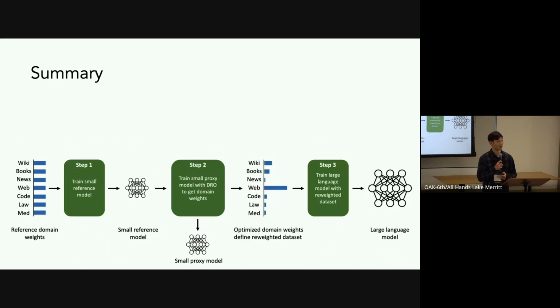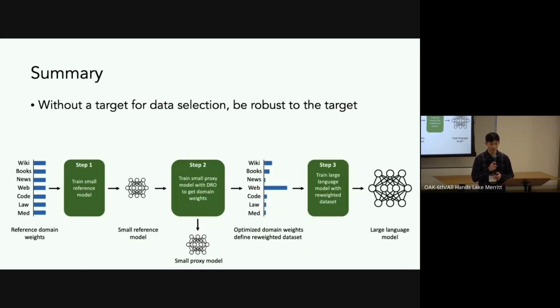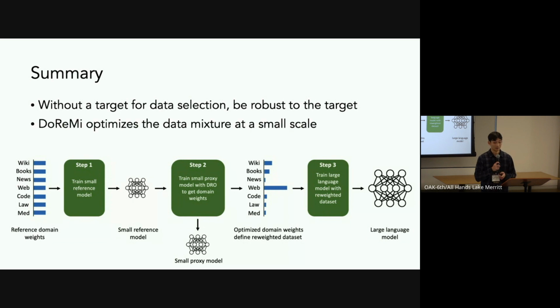Okay, so to wrap up as a summary, without a target for data selection, our idea is to be robust to the target. And DoReMi does this using robust optimization. It optimizes the data mixture at a small scale and transfers that to a large scale to speed up LLM pre-training. Cool. Thanks. Happy to answer questions.